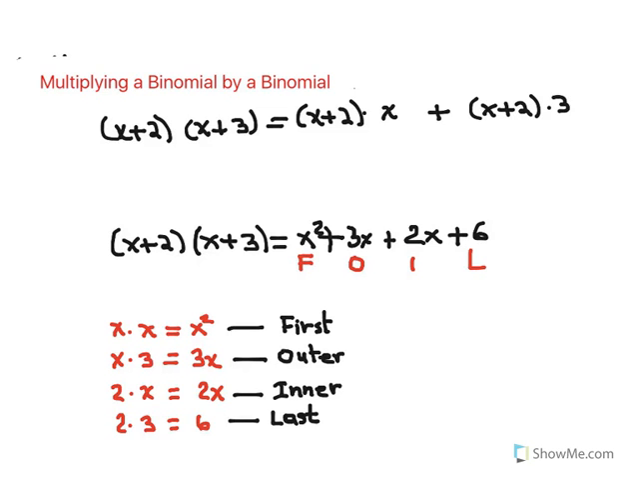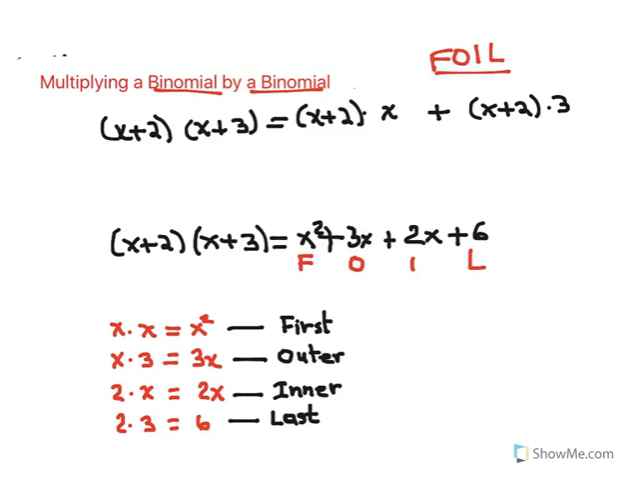So the product of two binomials occurs more often than other types of polynomial multiplications, and because of this, we are going to be working on learning how to multiply binomials by binomials. There is a very important acronym that we use to multiply binomials by binomials, and the acronym is FOIL. So we're going to learn how to FOIL binomials.